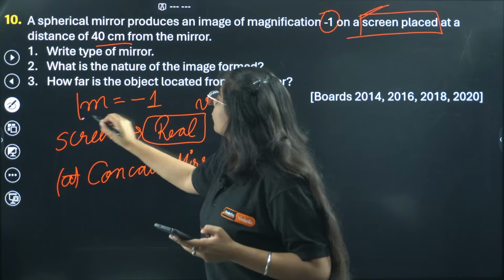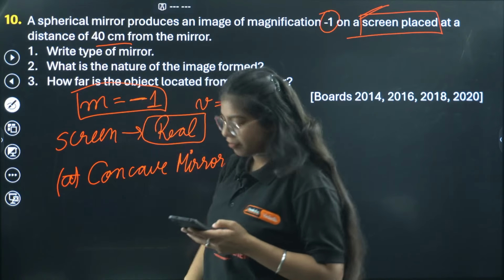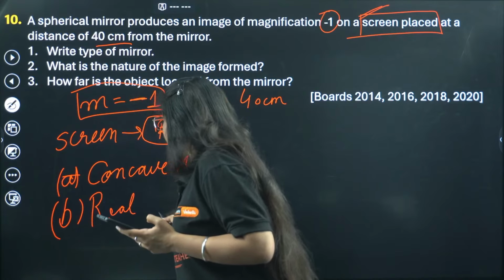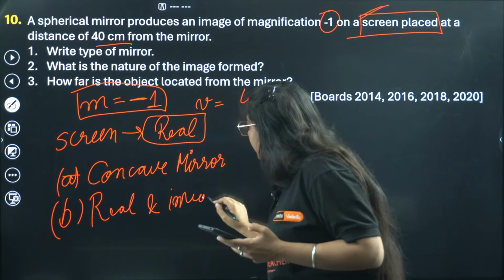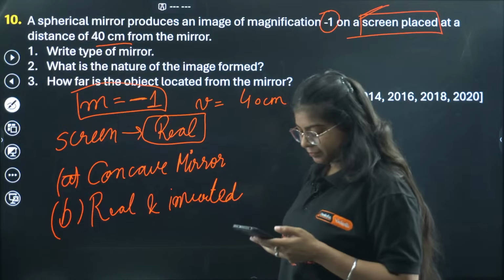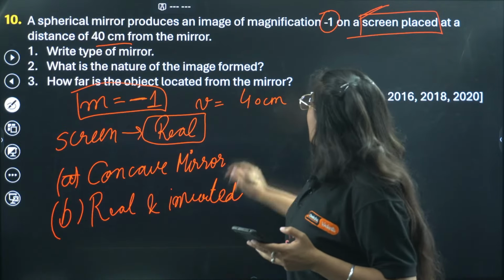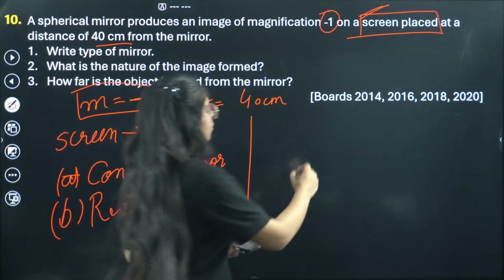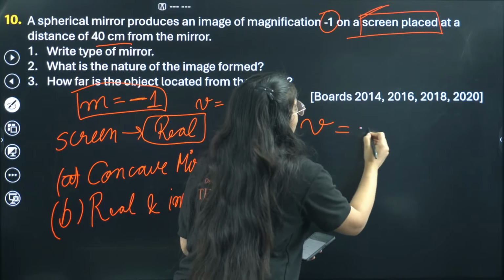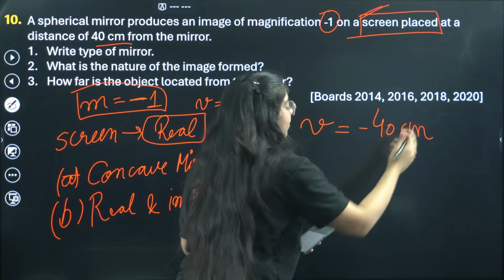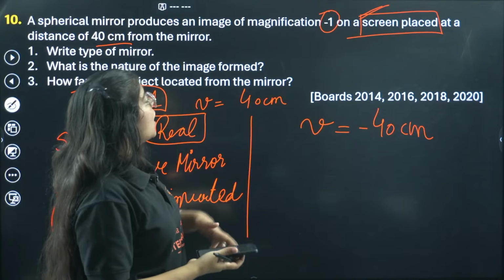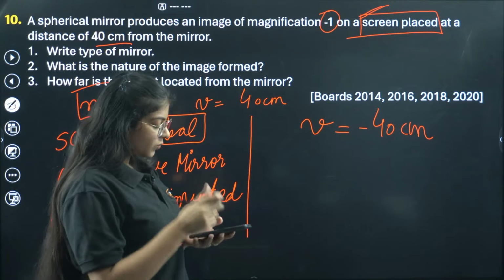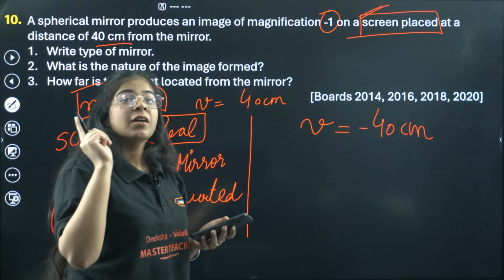I've told you that if there is a negative sign in case of magnification, the image will be real and inverted. In case of mirrors, it will be real and inverted. The last question says, how far is the object located from the mirror? Now we know the position of image. Since it's a concave mirror, it will be -40 centimeter. Why? Because our magnification is -1, and for -1 it is real and inverted. For real and inverted, our V will be negative.